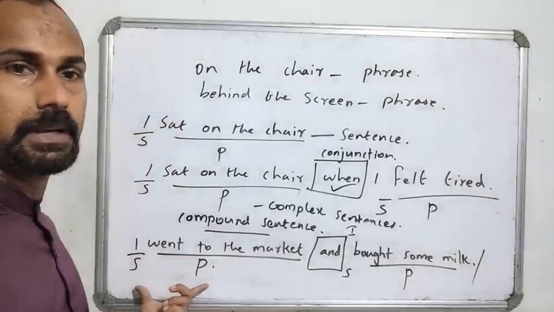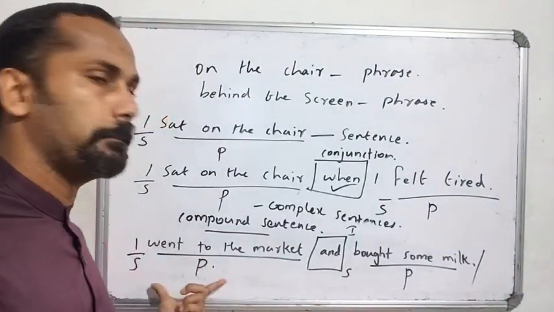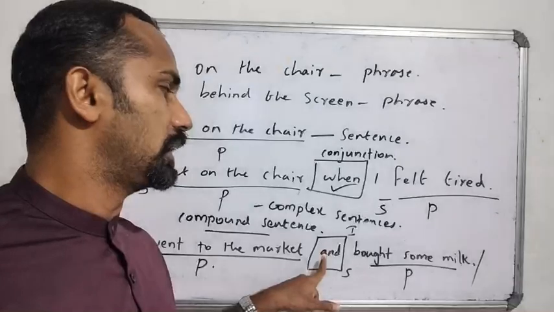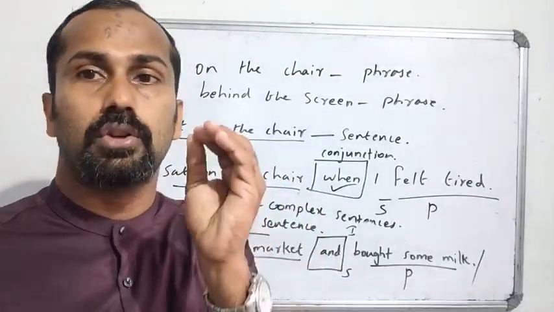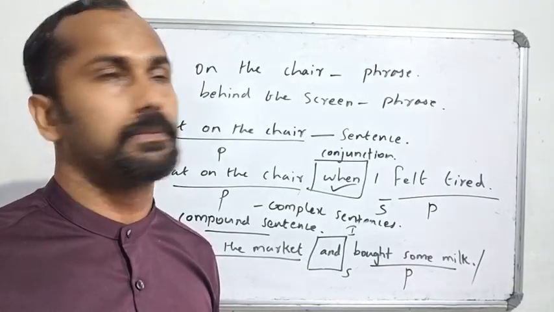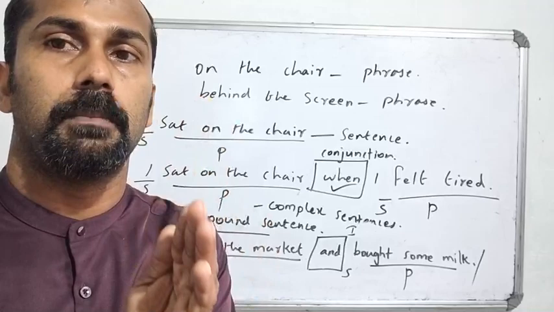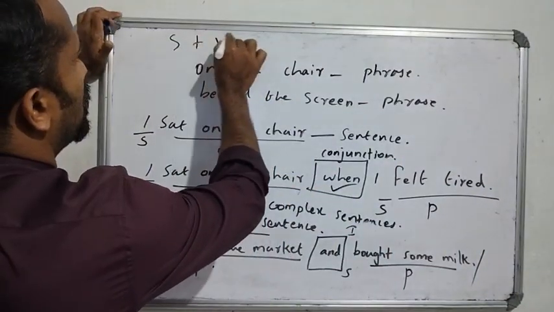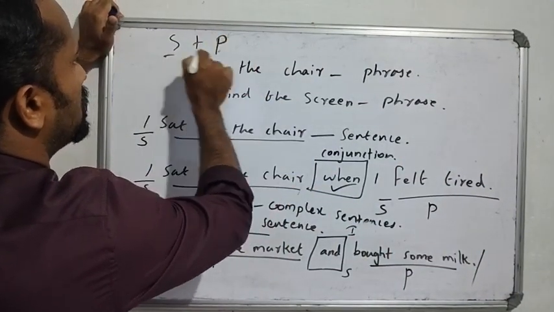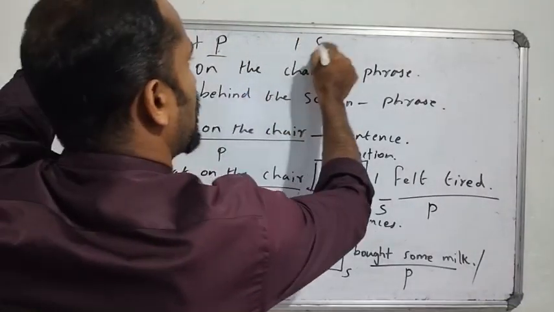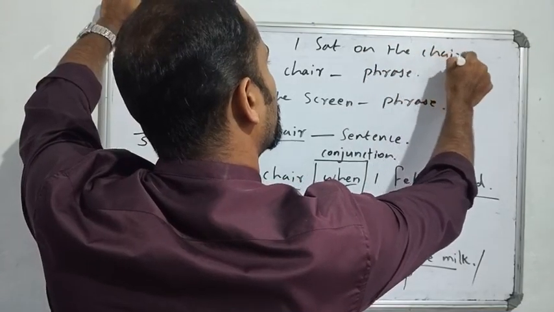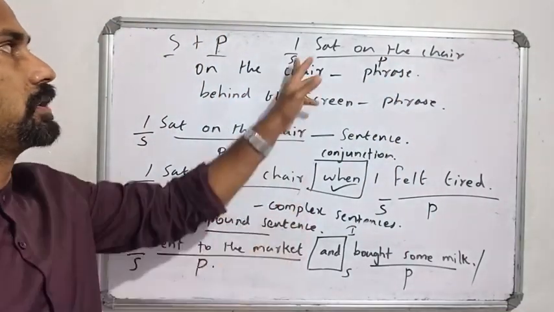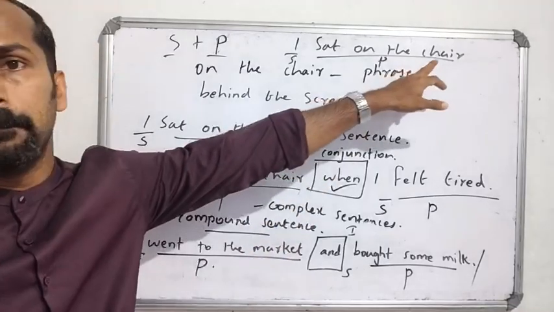Then two independent clauses are combined using a coordinating conjunction: and, or, but, nor, for. So with these coordinating conjunctions, this is called a compound sentence. I feel you have understood what is a simple sentence, what is a compound sentence, what is a complex sentence. In simple sentences we have only one subject and one predicate. For example, "I sat on the chair" is a simple sentence. Here one subject is there and predicate is there. So this is called a simple sentence.